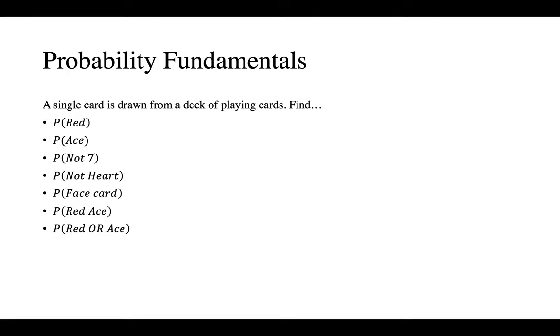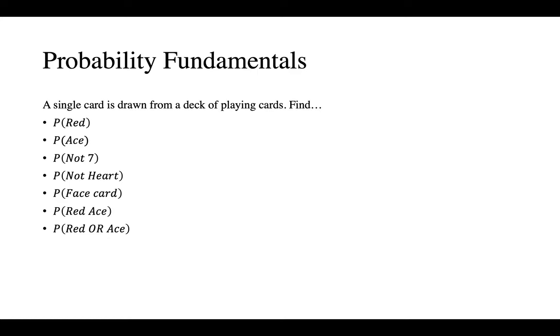Okay, this means a red card or an ace. A lot of people will make a mistake on this one and say that the answer is the probability of a red card plus the probability of an ace. If you think about that in terms of the cards, there are 26 red cards and 4 aces. So if you take 26 plus 4, you get 30 out of 52. However, that's not the correct answer.